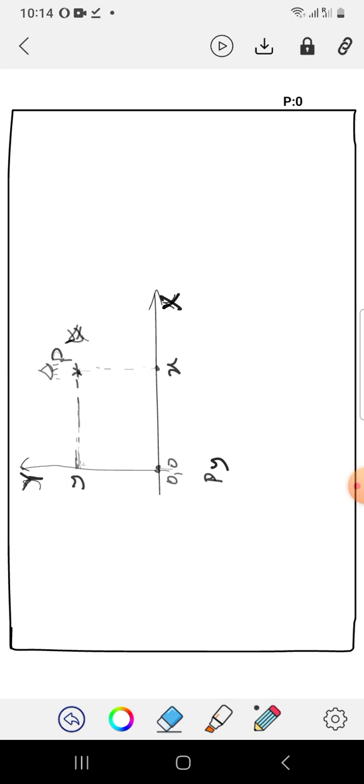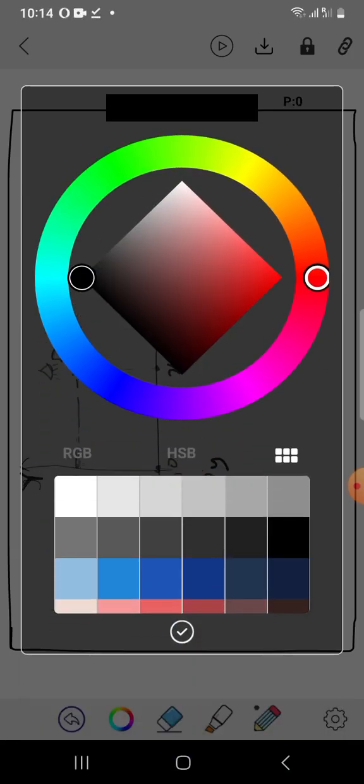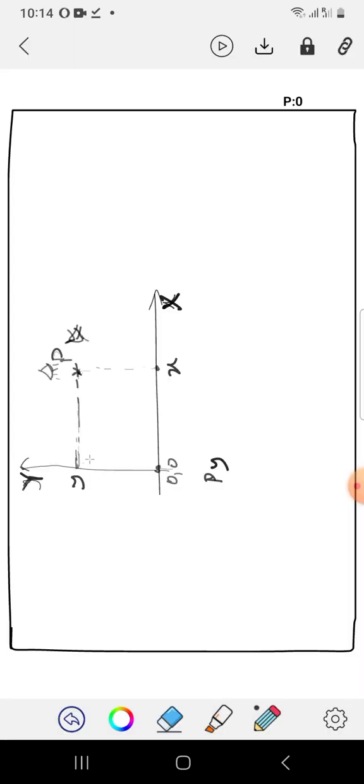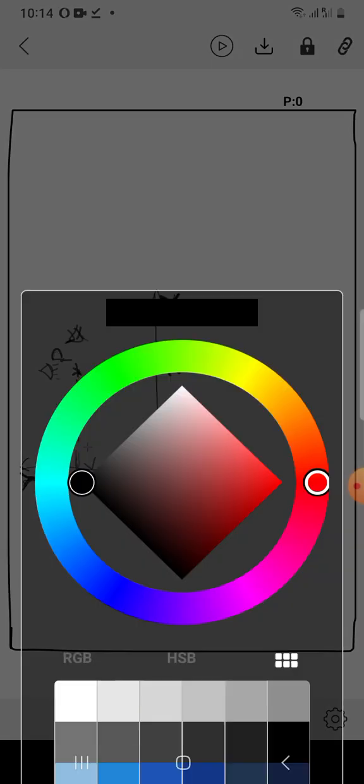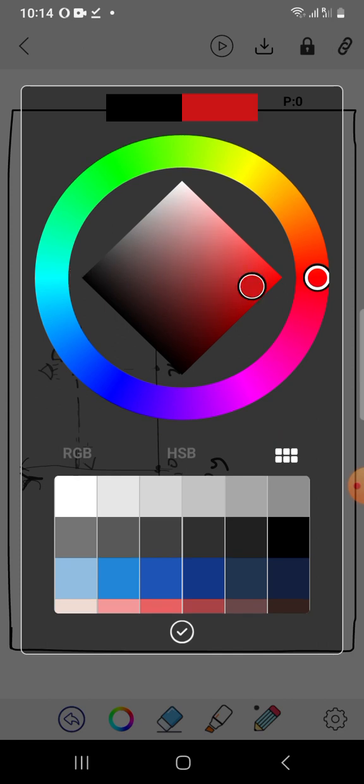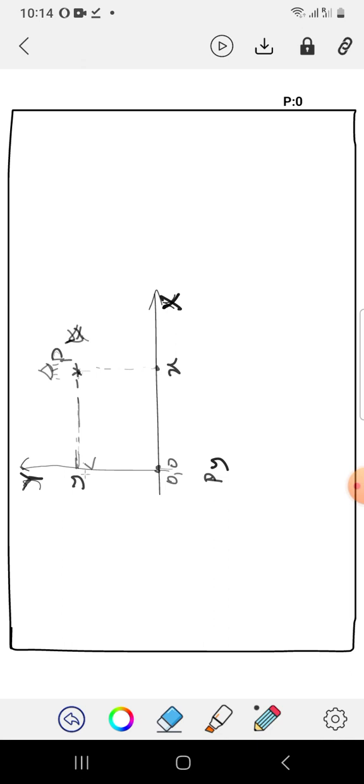Let me see if I can select another color. Let's make this thing as exciting as possible. Oh, I actually thought I picked the color. Sorry. I hope I've picked the color now.